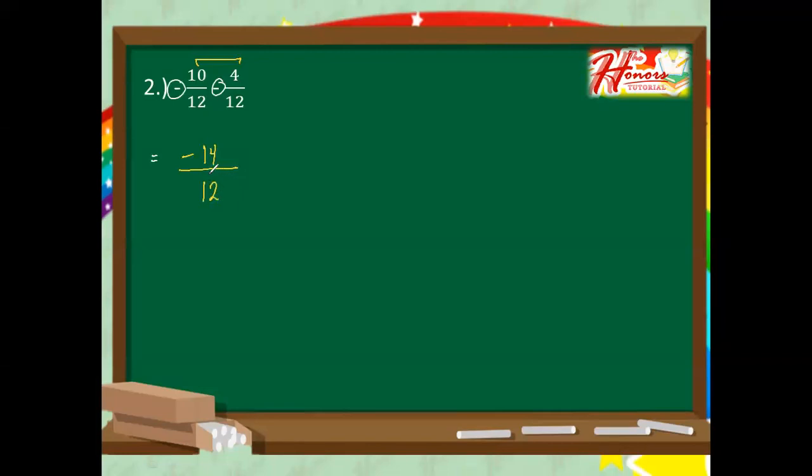Is this the final answer? No, it's not. It is because there's still a number that can divide negative 14 and 12 at the same time without remainder. So that's 2. You can use it. Negative 14 divided by 2, that's negative 7. 12 divided by 2, that's 6. Is this the final answer?